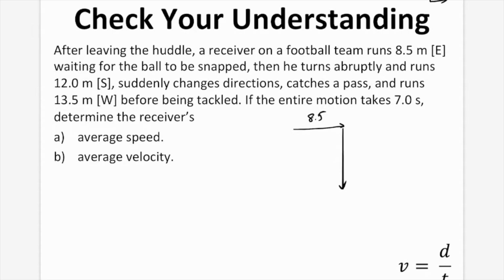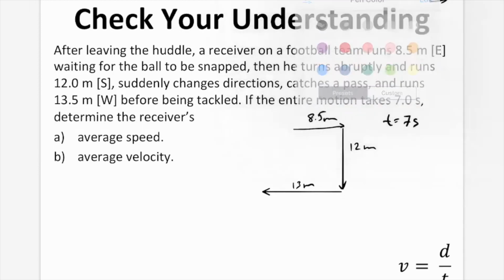So this vector should be a little bit longer. 12 meters south. Suddenly changes direction, catches the pass, and runs 13.5 meters west before being tackled. So again, this vector is a little bit longer. And we're going to say 13.5 meters. The entire motion takes 7 seconds. So time equals 7 seconds. Change colors up here.